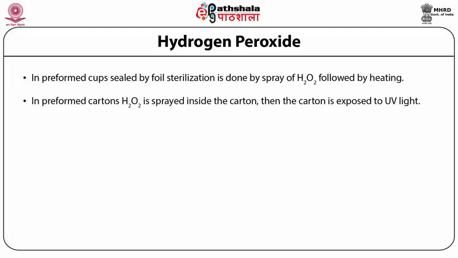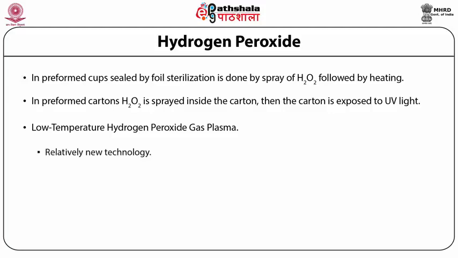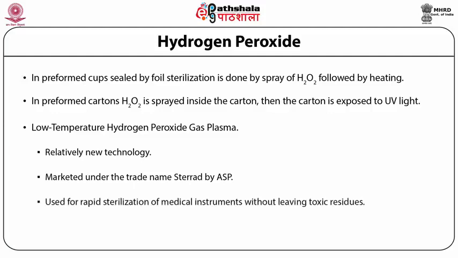Another system which can utilize preformed cartons sprays a low concentration hydrogen peroxide solution on the inside of the carton. This sprayed carton then passes under a UV light source which acts synergistically with the hydrogen peroxide in destroying microorganisms. Low temperature hydrogen peroxide gas plasma (LTHPGP) sterilization is a relatively new technology marketed under the trade name Sterrad by ASP. It is used mainly for rapid sterilization of medical instruments without leaving toxic residues.